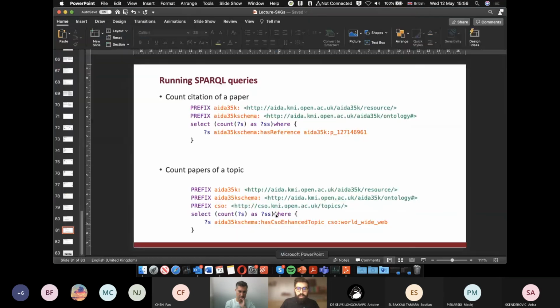Let me get back to the track. Count papers of a topic. Okay, so we want to understand also, for example, because I'm interested in trends, I want to see how many papers have been published in the field of World Wide Web, or artificial intelligence, or any kind of topic. So I want to count them because, for example, I want to rank topics. I want to see which is the most published topic.